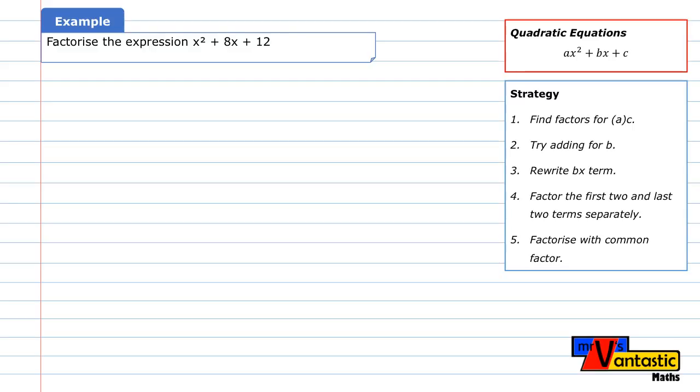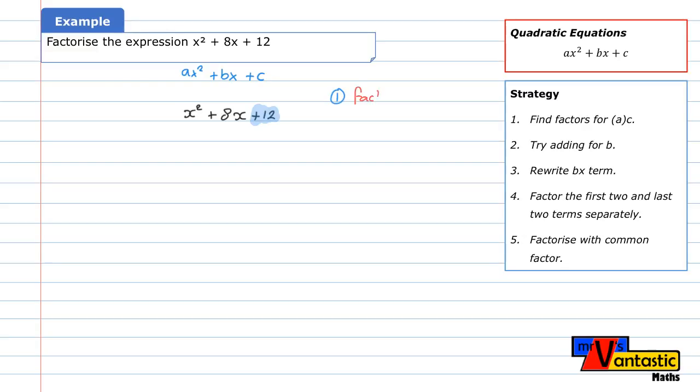Now we know that quadratic equations come in the form of ax squared plus bx plus c, and we're going to make use of that terminology here. Our expression is x squared plus 8x plus 12. We're going to start by listing off the factors for the c term. My c term is this 12, so I want to list off the factors of 12.